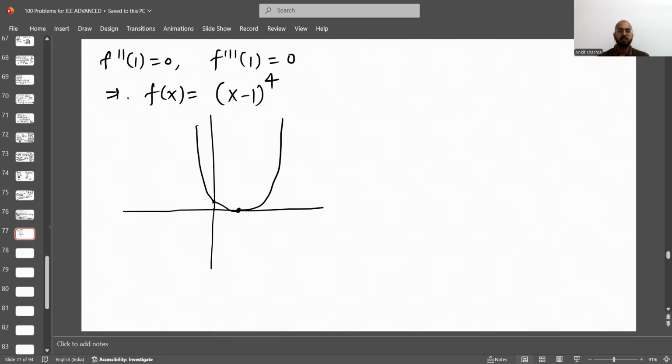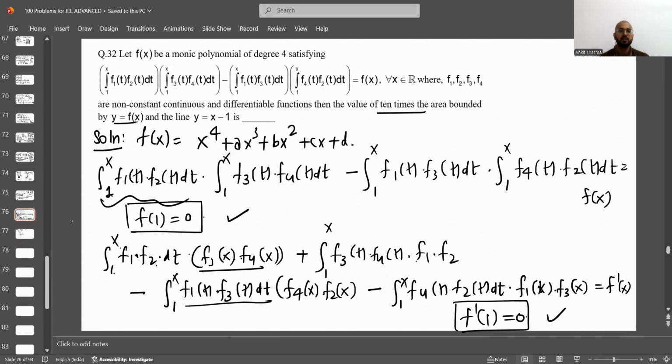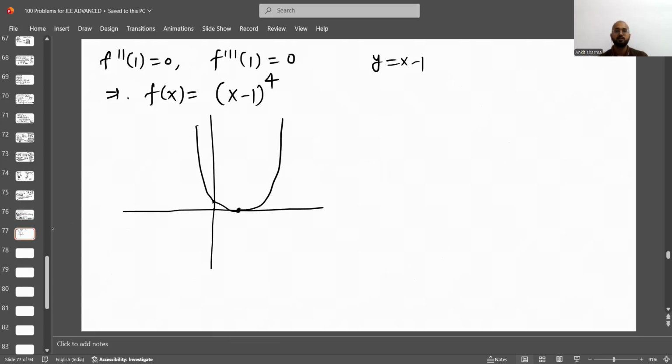This is 1 here. And then I have the line y is equal to x minus 1. So y equal to x minus 1 would be when x is 0, y is minus 1. That means here. And when y is 0, my x is 1. So this line will go this way. And then I need to find out this area basically.